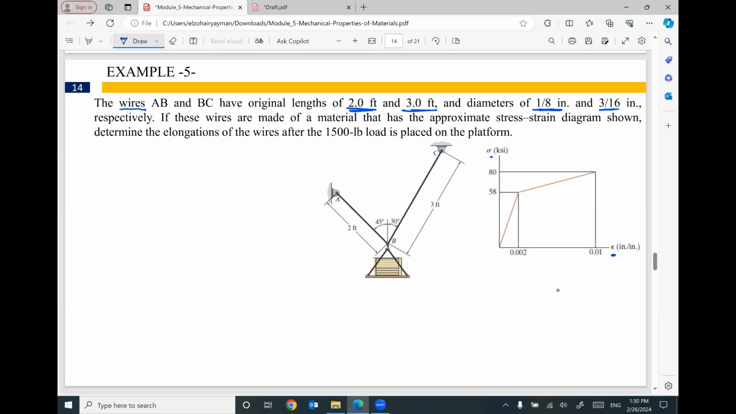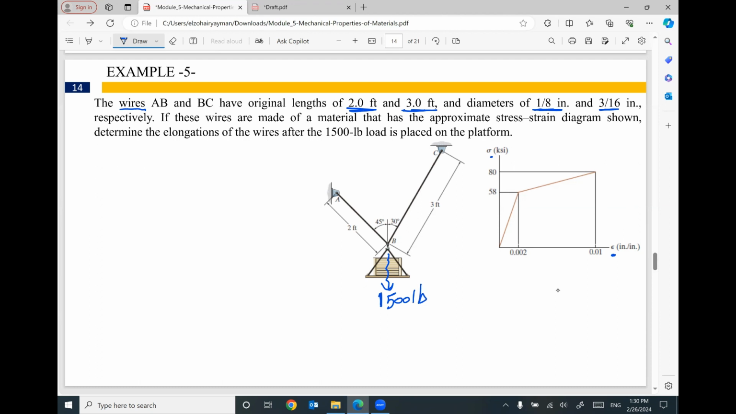If these wires are made of a material that has the approximate stress-strain diagram given, we need to figure out the elongations of the wires after a 1,500-pound load is placed on the platform. For this platform, we have a vertical weight hanging here equal to 1,500 pounds.